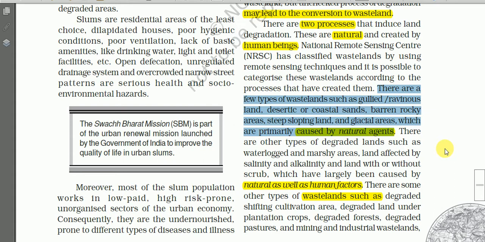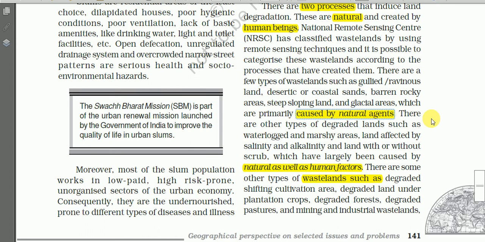There are a few types of wastelands, such as gullied or ravines, that I have shown you the photograph. Then erosion land, desertic or coastal sands, barren rocky areas, steep sloping land, and glacial areas, which means areas eroded by glaciers. So these are primarily caused by natural agents. These are examples of degraded land caused by natural agents.